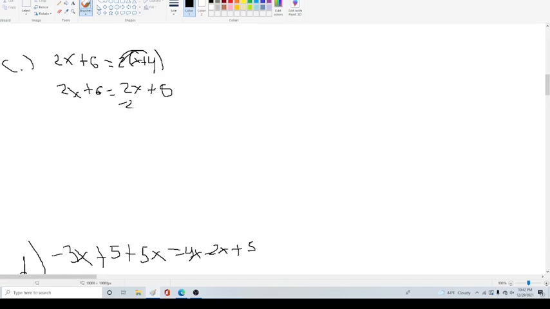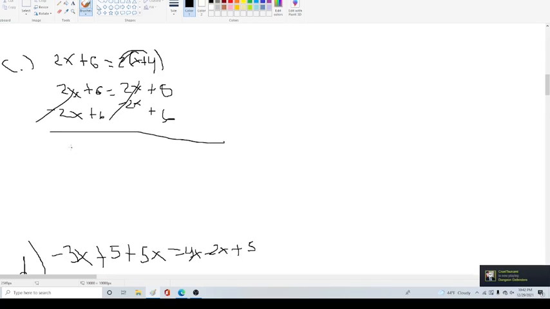Alright, subtracting 2x from both sides. We're going to subtract 6 from both sides. This cancels and this cancels, gives us 0 on this side, because the 2x canceled out and the 6 canceled out. But now we have 8 minus 6, and that is going to equal 2.